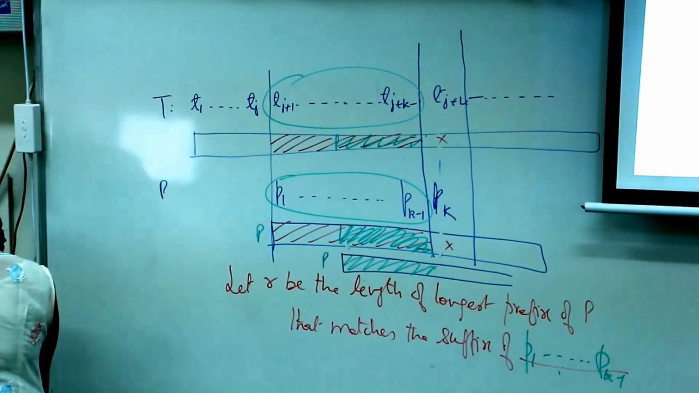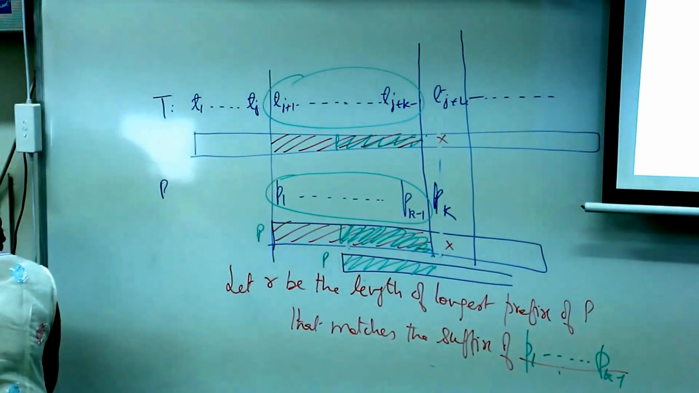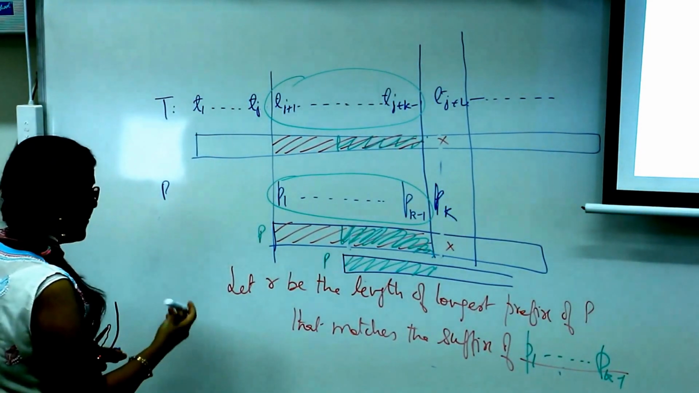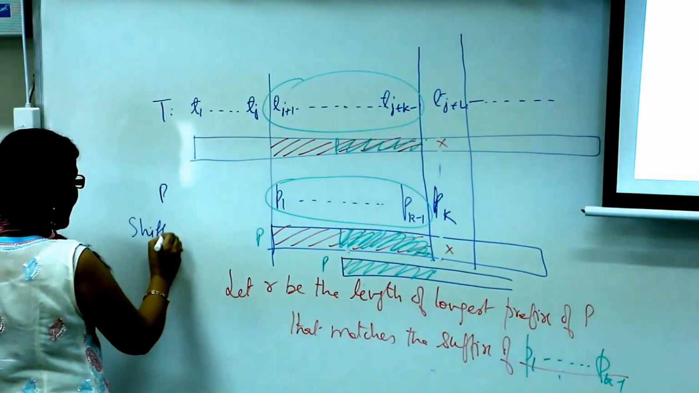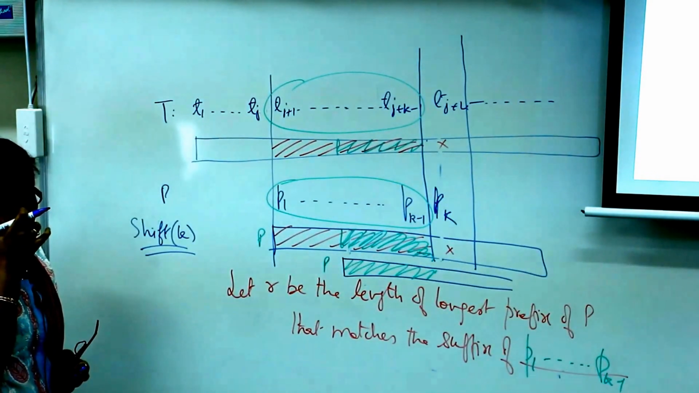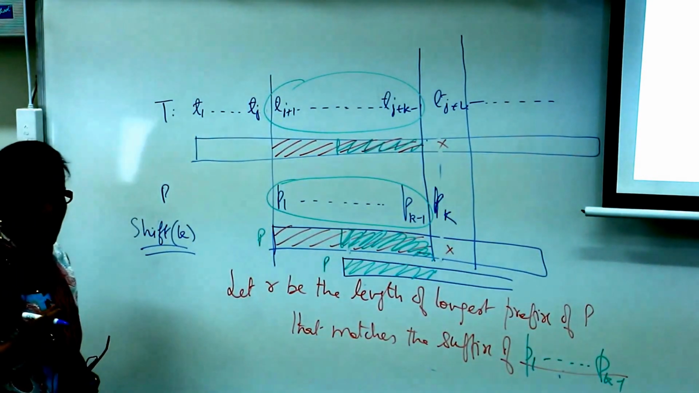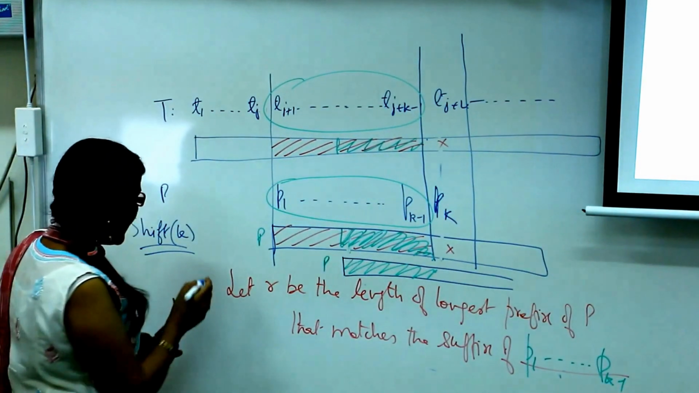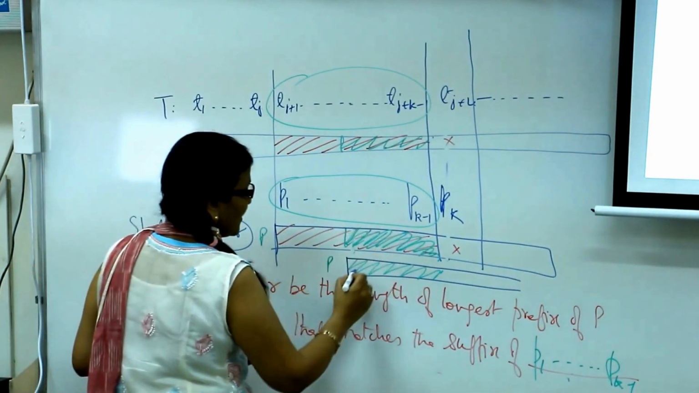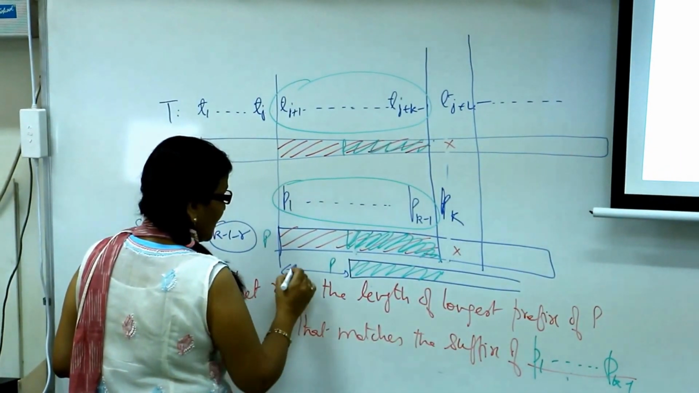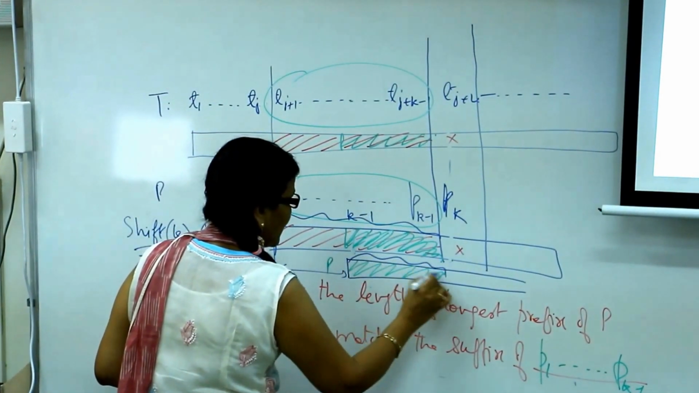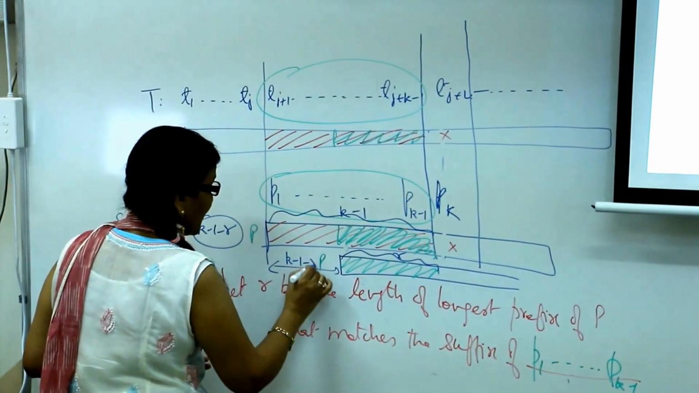Okay? So for every k, we can compute the shift of k from the pattern itself. What is that? The shift should be k minus 1 minus r. This is k minus 1, this is r. So the shift is k minus 1 minus r.